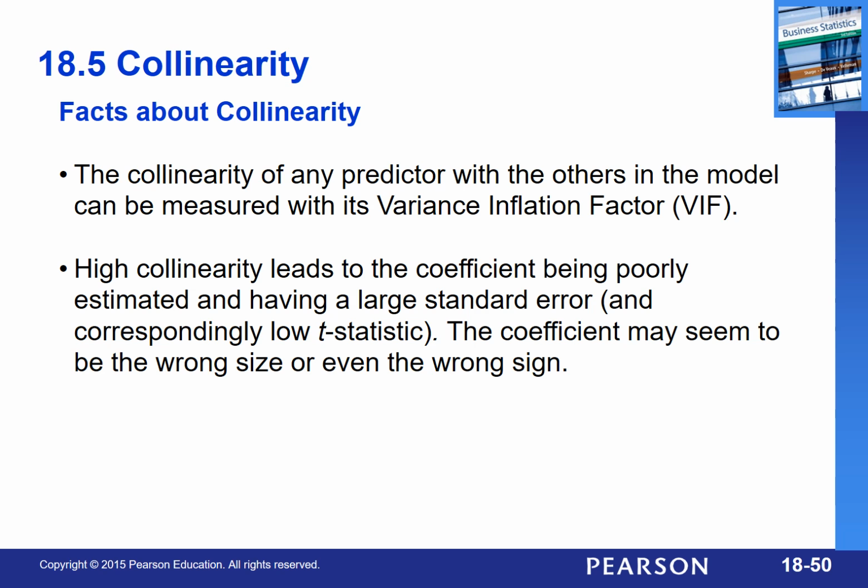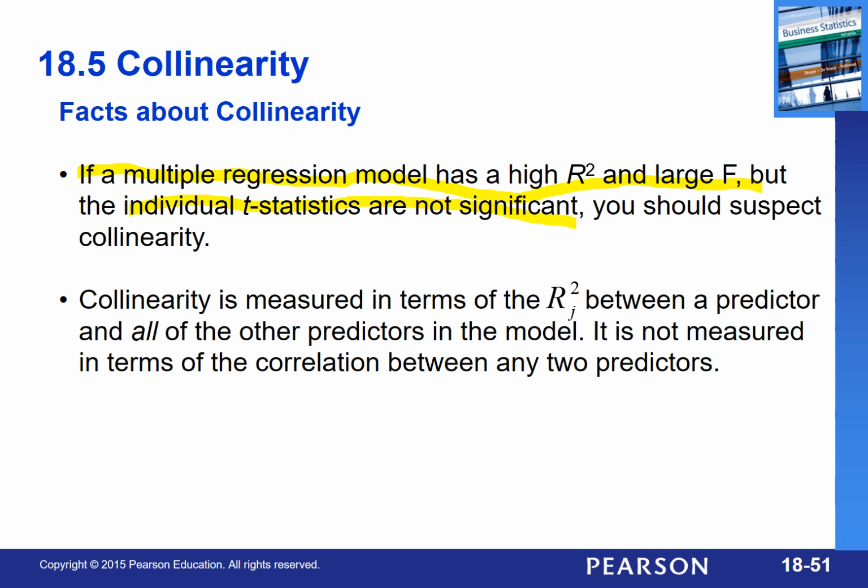So be careful. This first sentence here is the easiest way to detect collinearity or suspect it. If you look at a regression model and you're like, wow, it looks really good, but none of my t's are significant, that means you definitely have collinearity. You should definitely adjust and try removing some of your variables from the model to see what happens. Or just check the correlation between your predictors to see if you can pick out who's going to be highly correlated with who and who should be removed for that reason.